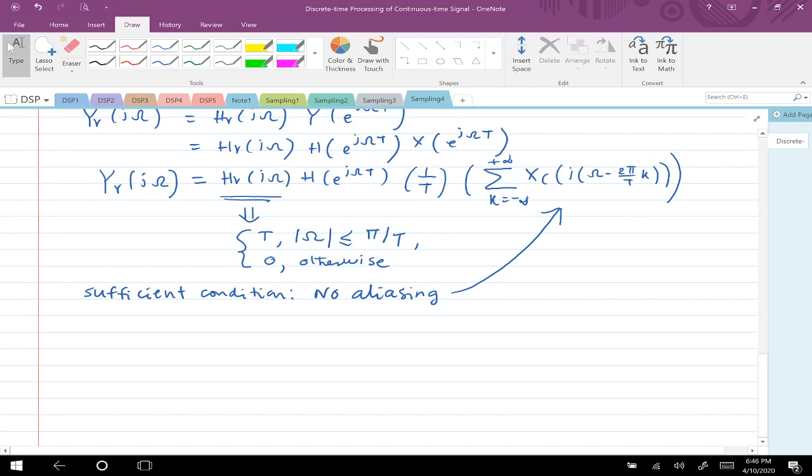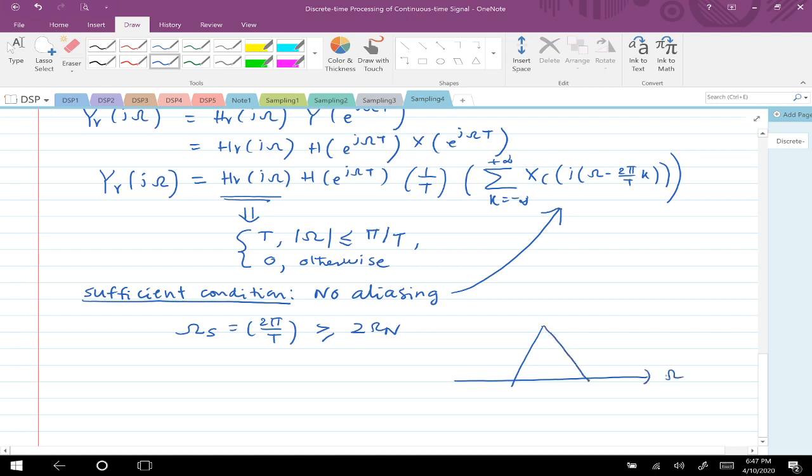When is it that there is no aliasing actually? Well, your omega s, which is nothing but 2 pi by T, should be greater than or equal to 2 times omega N, right? So hope you remember that.